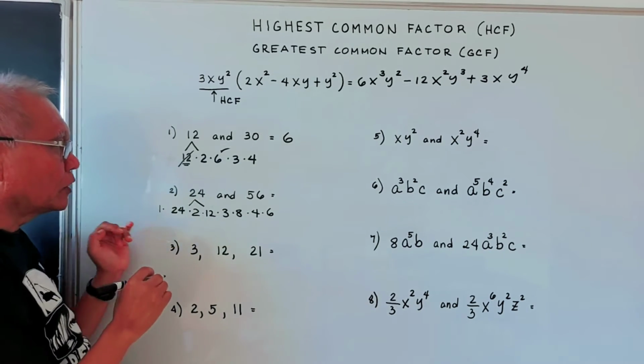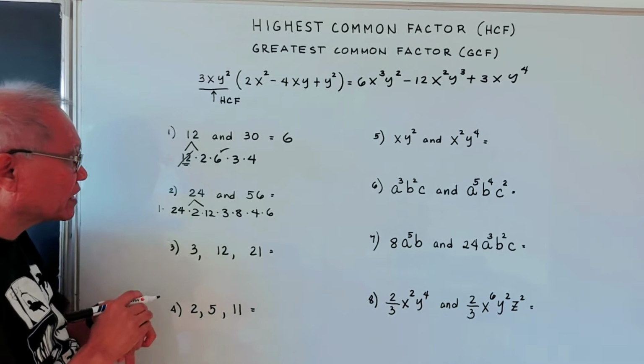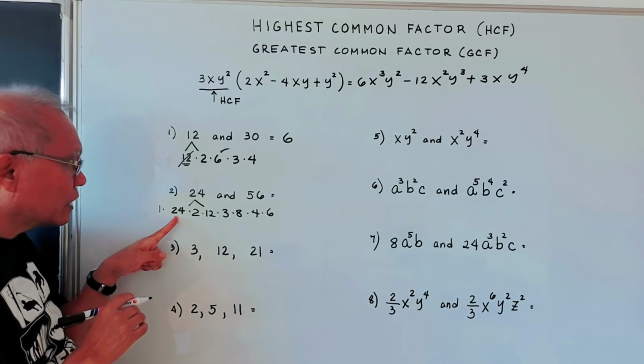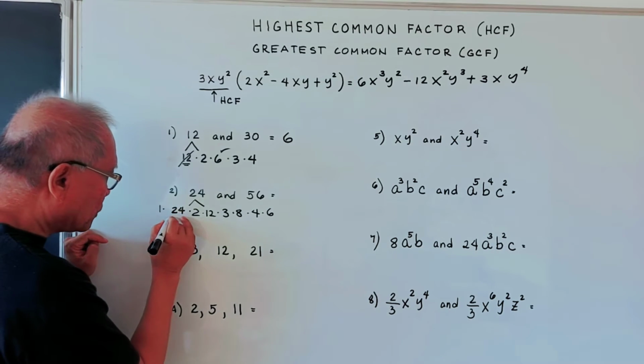Okay. Where do we start and divide? By the highest or the largest number among the factors. So we have 24 as the largest. So we start with 24 here.